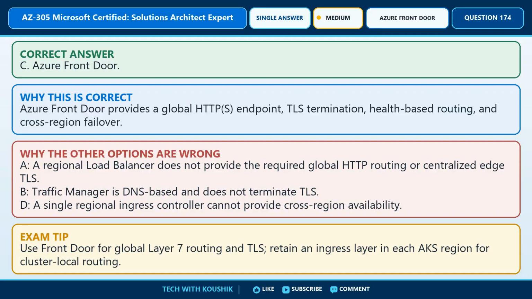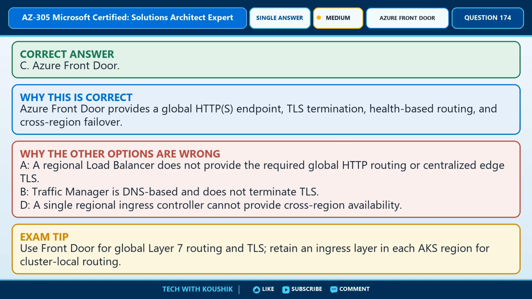The best answer is option C, Azure Front Door. The key reason is Azure Front Door provides a global HTTPS endpoint, TLS termination, health-based routing, and cross-region failover. A regional load balancer does not provide the required global HTTP routing or centralized edge TLS.